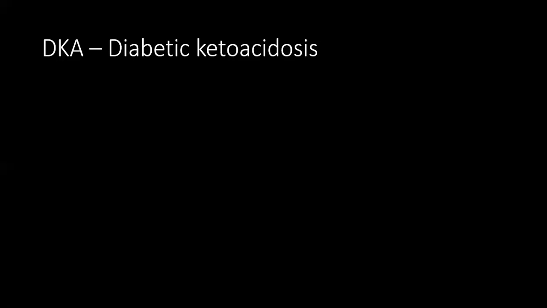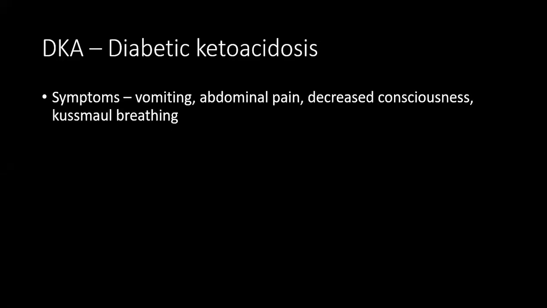So we have diabetes due to the high blood sugar. The sugar's in the blood, but it's not getting into the cells. The cells don't have energy, so they produce ketones. Ketones lower the blood pH, so we end up with acidosis. A patient in acidosis will come in with vomiting, abdominal pain, decreased consciousness, and Kussmaul breathing.